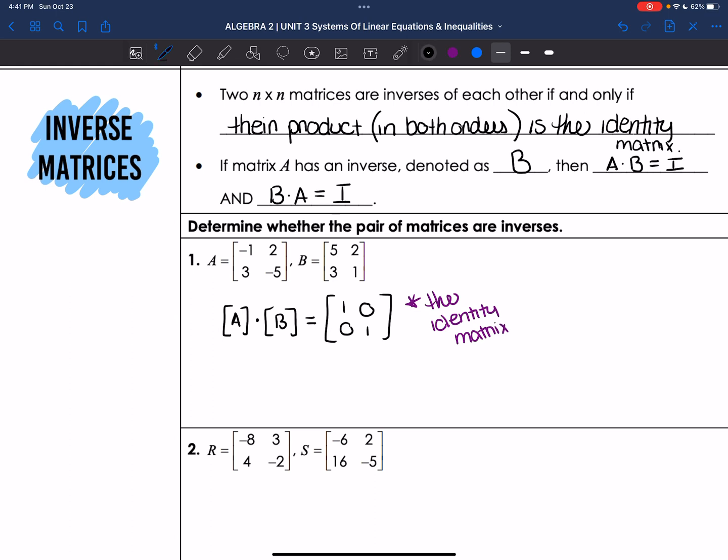Let's also check that it is true in the other order, where you take B first and then multiply it by A. It must be true both ways. Will you go ahead and multiply B times A now and see what that result is? Again, the result is 1, 0, 0, 1. We have once again the identity matrix for both. And so therefore we can say yes, they are inverses.